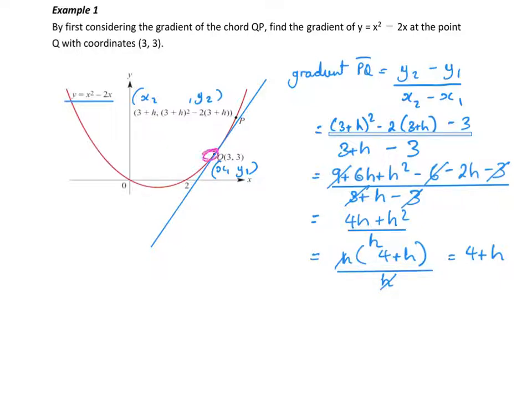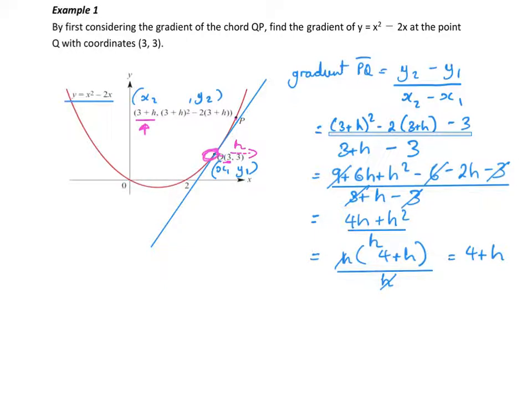Okay, it's this point here with coordinates 3, 3. So if this coordinate here for x is 3 plus h, and this one is 3, what have you done? You've added h on to this particular coordinate. So the vertical distance, if you like, is a distance of h.